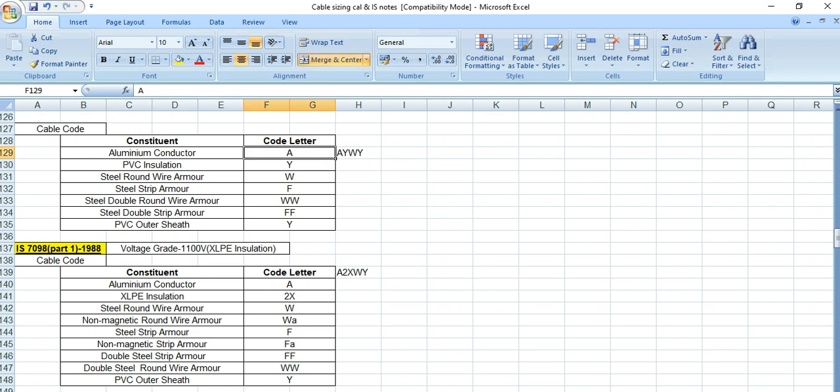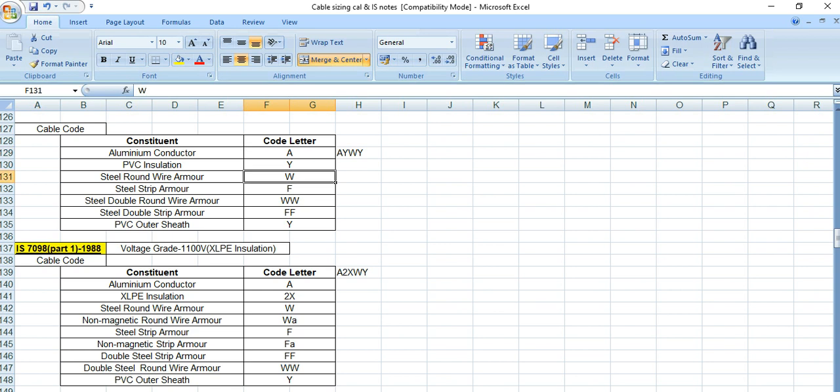The first letter is for the cable conductor material, whether it is made of aluminium or copper conductor. If it is aluminum conductor, then the first letter will be A. If it is copper, then it will be Y. That means the first letter A means the cable conductor is made of aluminium.